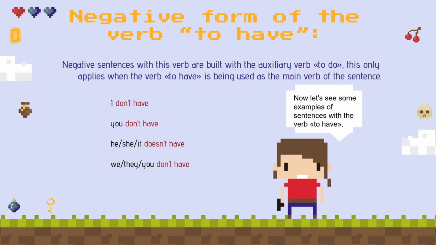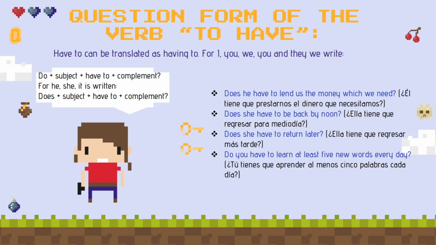Question form of the verb to have. Have to can be translated as tener que. For I, you, we, you and they, we will see the structure: do, plus subject, plus have to, plus complement. This structure is used with I, you, we. For he, she, it, we use does, plus subject, plus have to, plus complement.